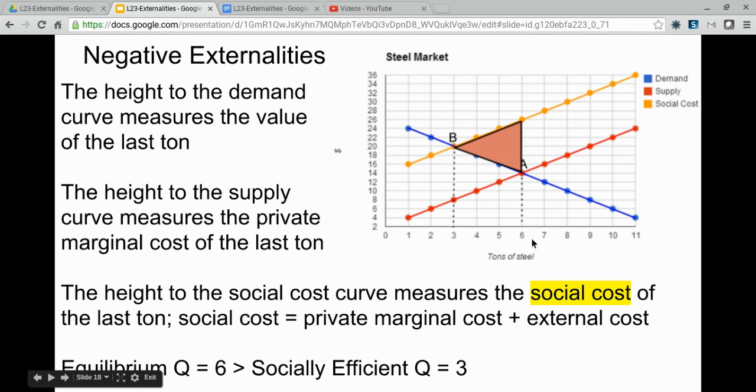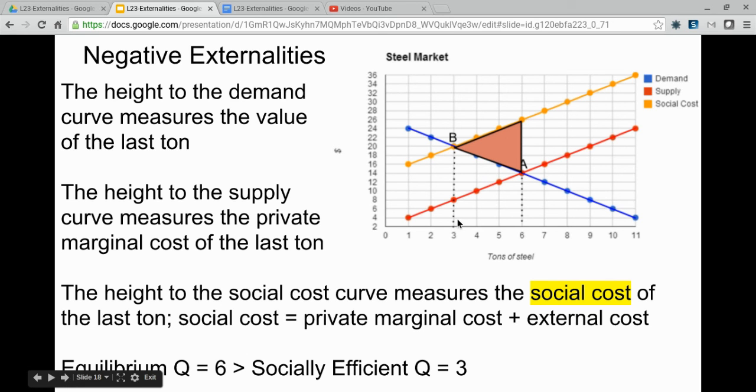The height of the social cost curve measures the social cost of the last ton. For example, the height to point B, $20, is the social cost of the third ton of steel. The socially efficient quantity equates the value of the last ton and its social cost. The intersection of the social cost curve and the demand curve determines that the socially efficient quantity in our example is equal to 3 tons. When quantity is 3 tons, both the value of the last ton and its social cost equal $20.